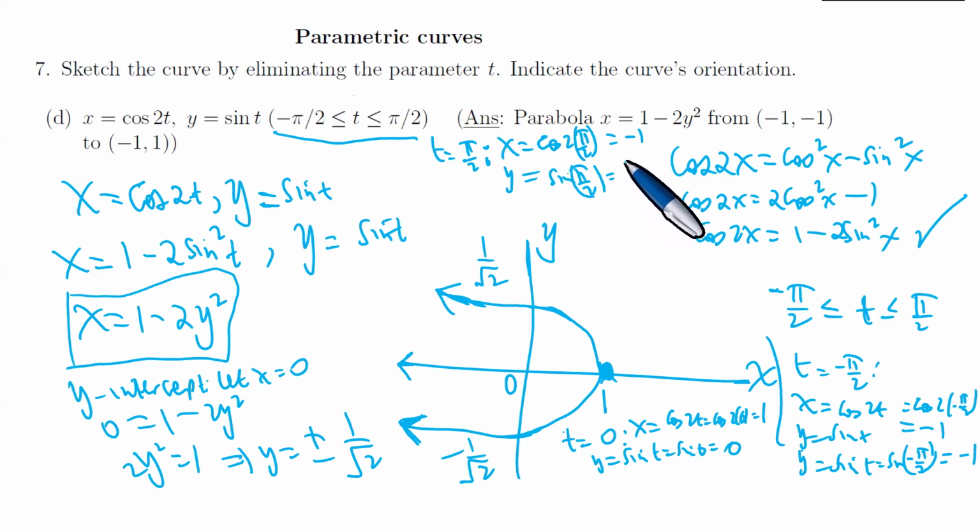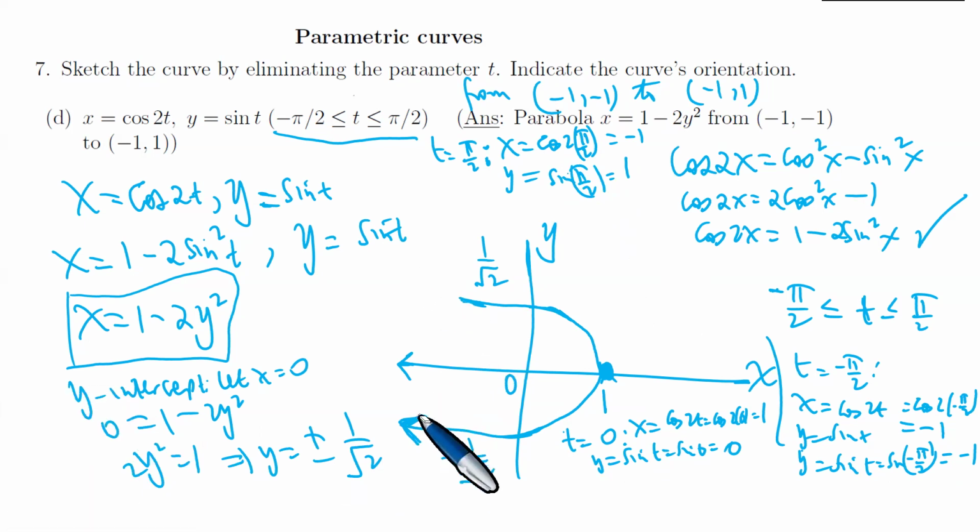And this is exactly what? It's a 1. So you can see that it runs from, at minus pi over 2, minus 1 to, at the end point, minus 1.